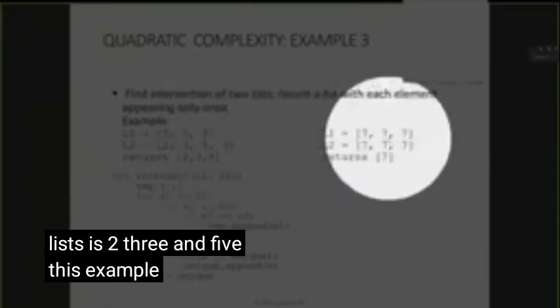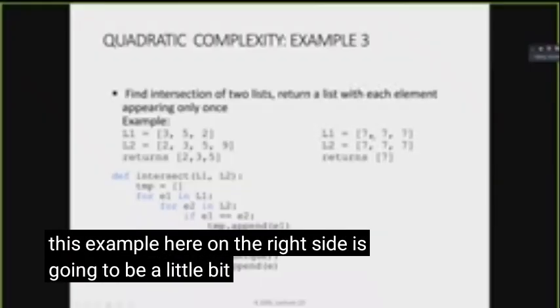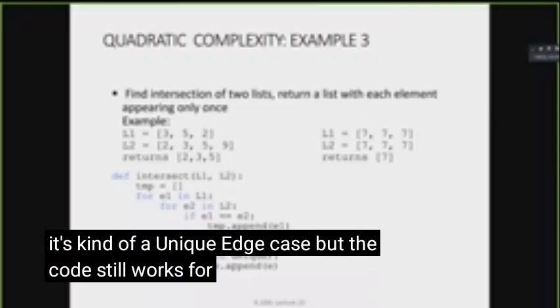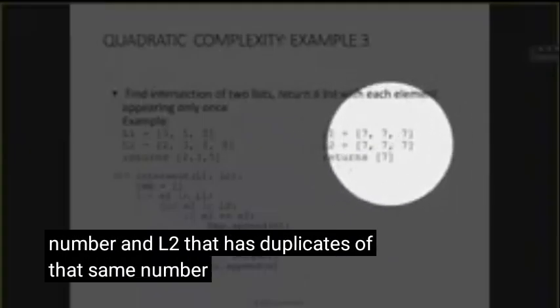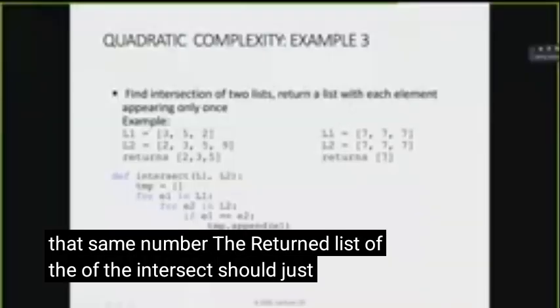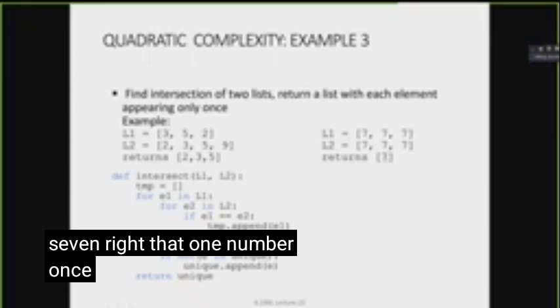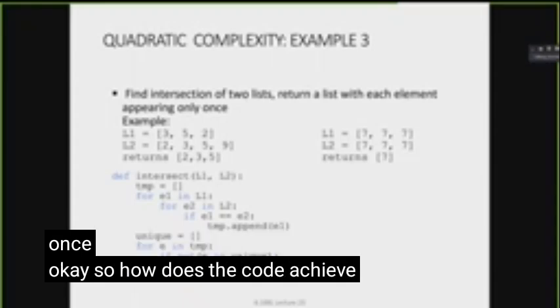This example here on the right side is going to be a little bit trickier, right? It's kind of a unique edge case, but the code still works for that edge case. It's if I have L1 that has duplicates of some number and L2 that has duplicates of that same number, the returned list of the intersect should just be 7, right? That one number once. Okay.